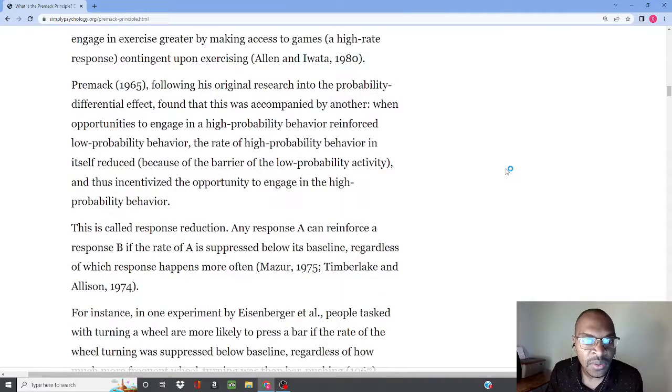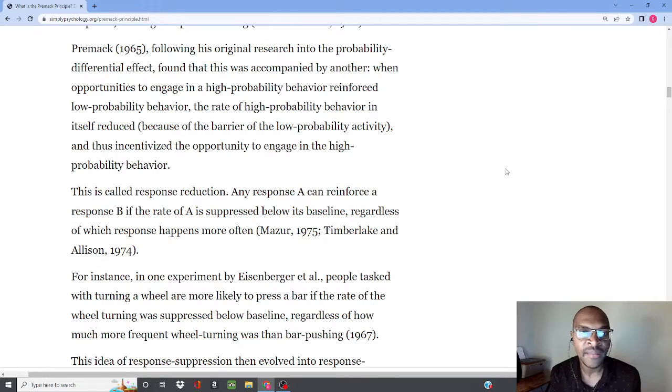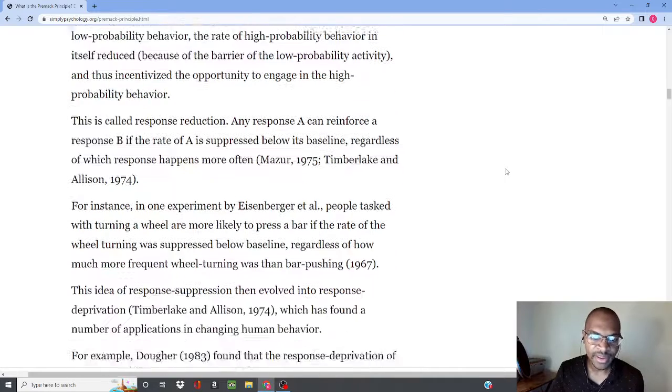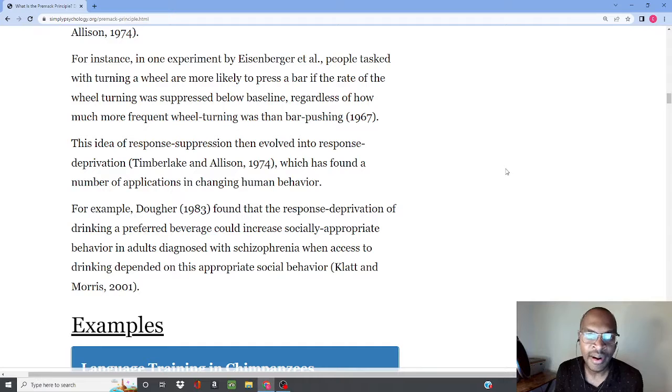Premack, following his original research into the probability differential effect, found that this was accompanied by another. When opportunities to engage in a high probability behavior reinforce a low probability behavior, the rate of the high probability behavior is itself reduced because of the barriers of the low probability activity, and thus incentivizes the opportunity to engage in the high probability behavior. This is called response reduction. Any response A can reinforce a response B if the rate of A is suppressed below its baseline, regardless of which response happens more often. For instance, in one experiment by Eisenberg, people tasked with turning a wheel are more likely to press a bar if the rate of wheel turning was suppressed below baseline, regardless of how much more frequent wheel turning was than bar pushing.